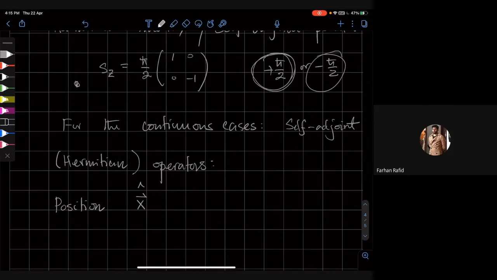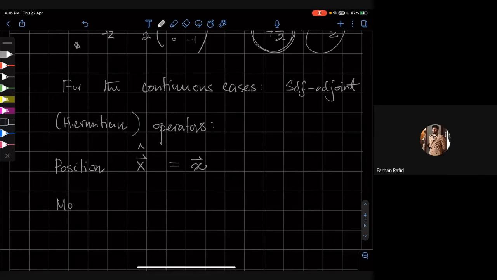But for operators, when there is cause for confusion, it is usual to denote them by a caret or a hat. Okay. So the position operator is actually nothing but the position. It's a number. So the operator in this case is just a number.